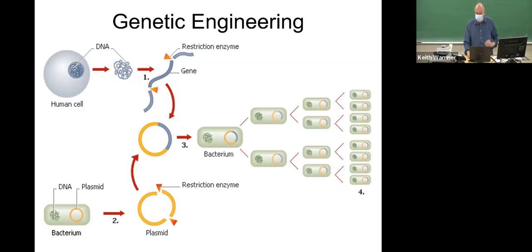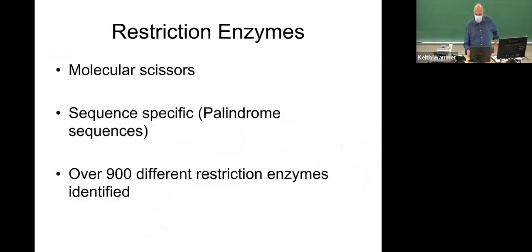And what made genetic engineering possible? Obviously, an understanding of genomics, but also the tools. And one of the tools was restriction enzymes. Restriction enzymes are molecular scissors, and what they do is cut palindromic sequences. So does everyone know what a palindrome is?